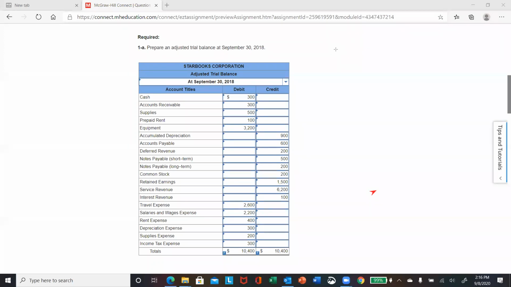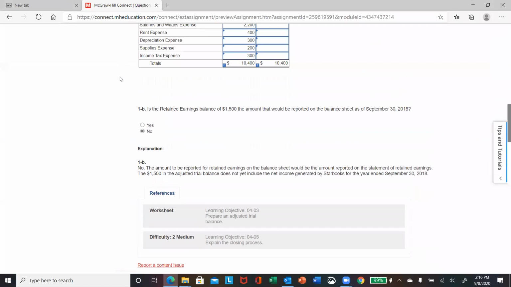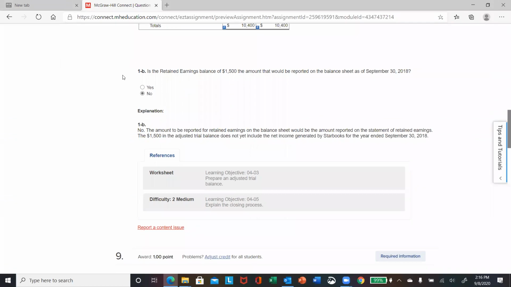That's the first part. And the second part, the retained earnings balance, of course, we know that's not going to be the ending balance because you have to update it when you do your closing and your adjustments. So we'll get to that in a moment.